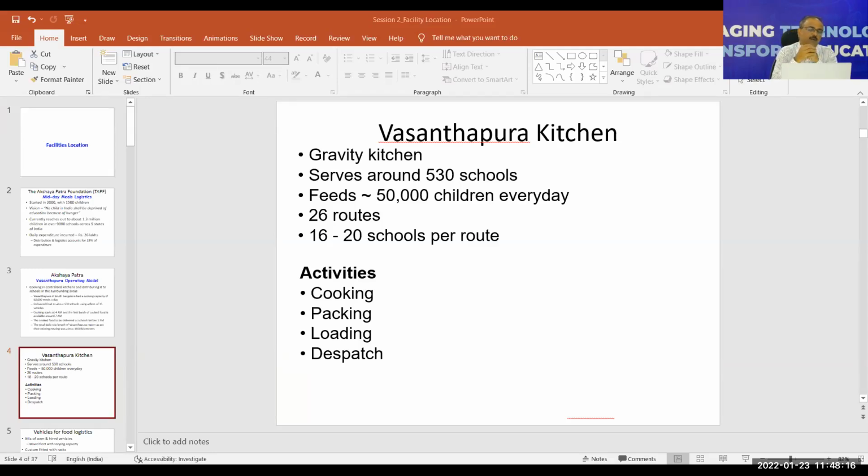Whenever you are looking at a facility location problem, you have to look at a number of aspects. Facility location is basically a strategic decision. That means it's a top-level decision wherein the top management has to arrive at the decision on where they should locate the facility. Because once the facility is located, it's sure that for a long period of time, that facility has to remain at that particular location.